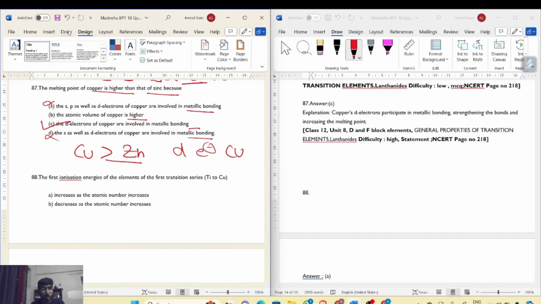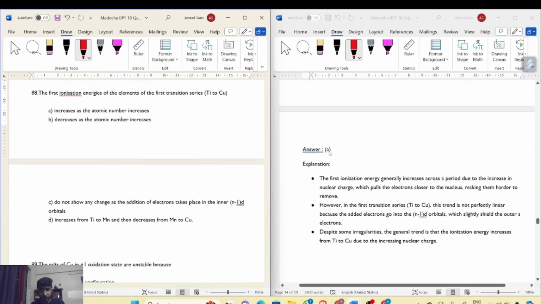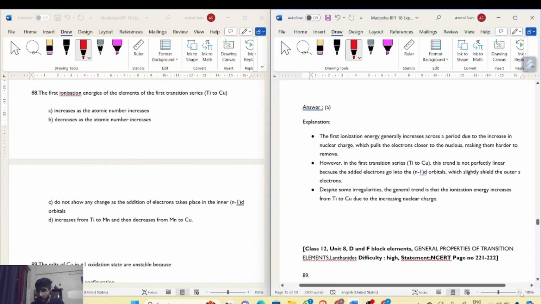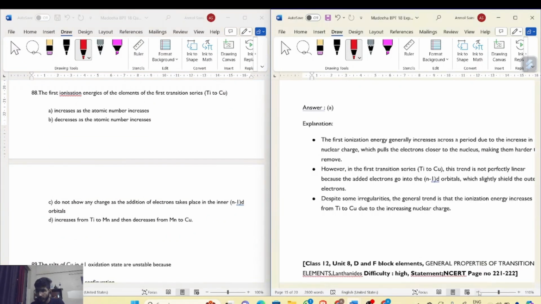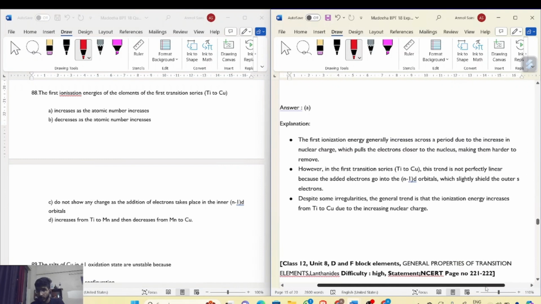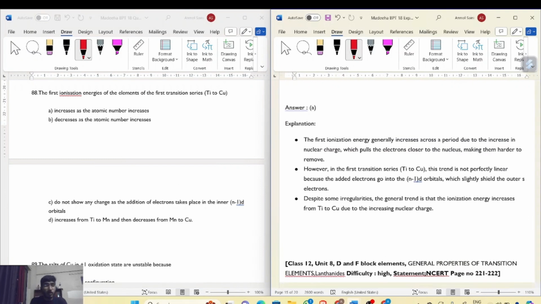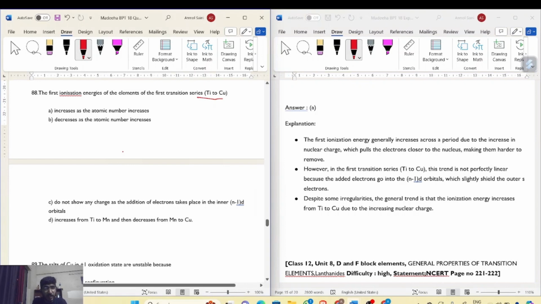Now question number 88. The first ionization energy of the elements of the first transition series, means from titanium to copper, increases as the atomic number increases, decreases as the atomic number increases, does not show any changes as the addition of electrons takes place in the inner n-1 d orbital. Then option D is increases from titanium to manganese, then decreases from manganese to copper.